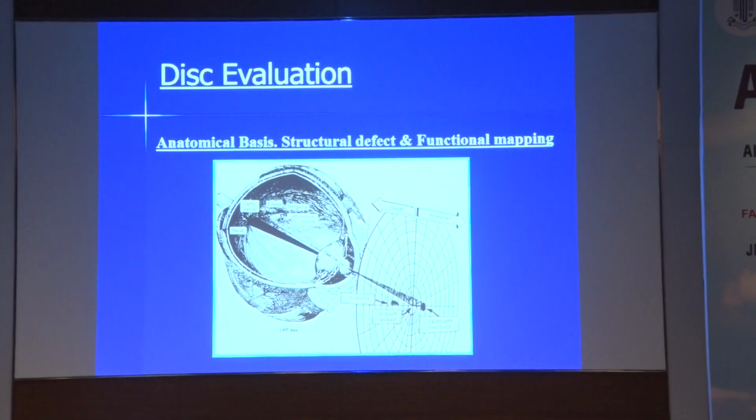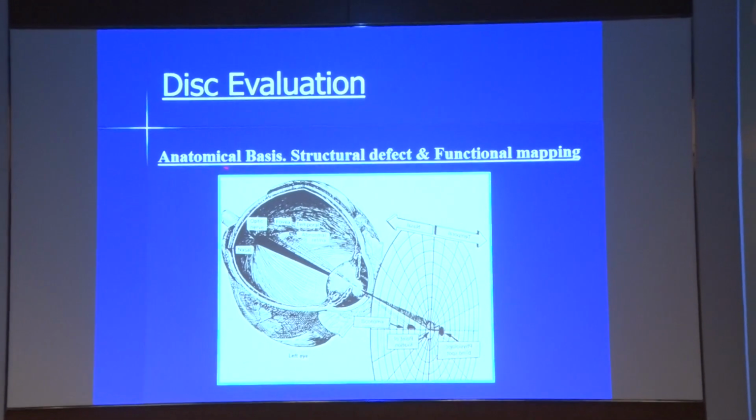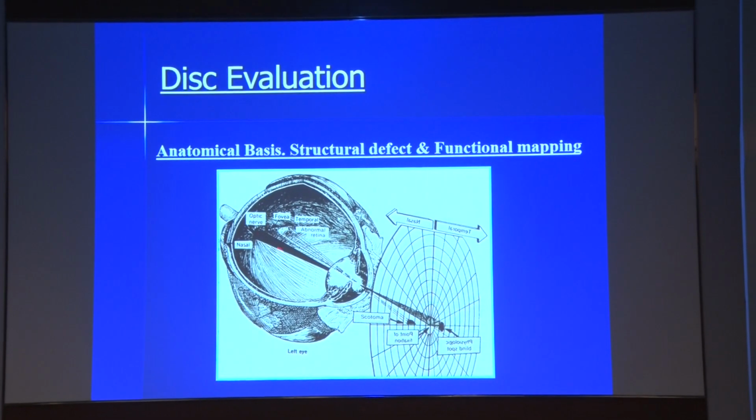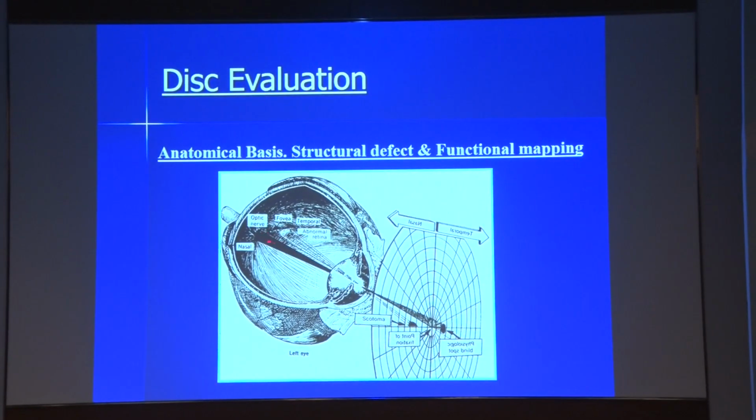At the outset, let us consider the anatomical basis, structural defect and functional mapping. Always, the center of the retina, marked at the fovea, is reflected in the center of the field, whereas the optic nerve, which is slightly nasal, is represented slightly in the temporal segment of the visual field, whereas any defect on the temporal retina naturally gets reflected into the nasal step.